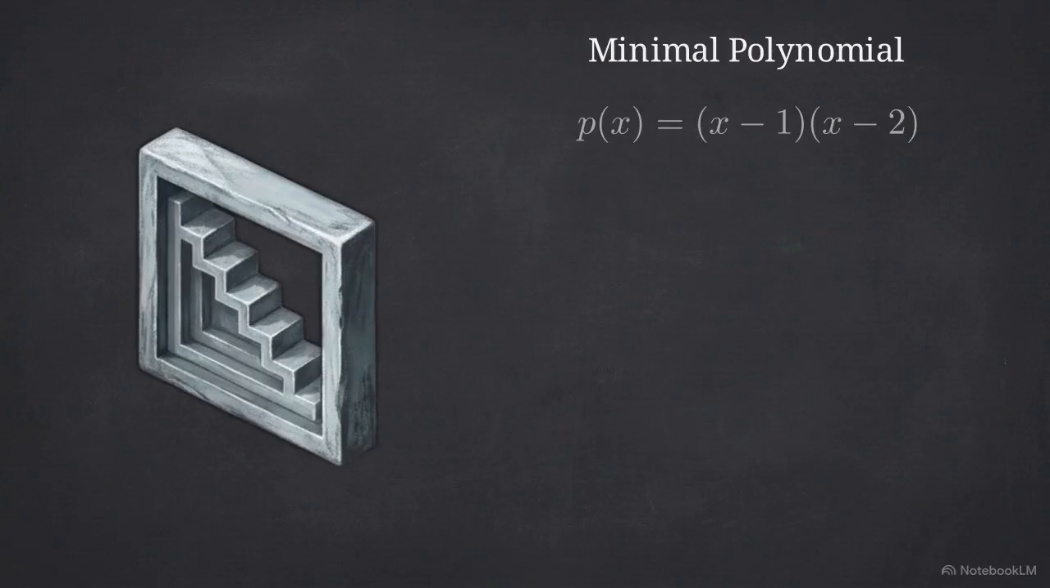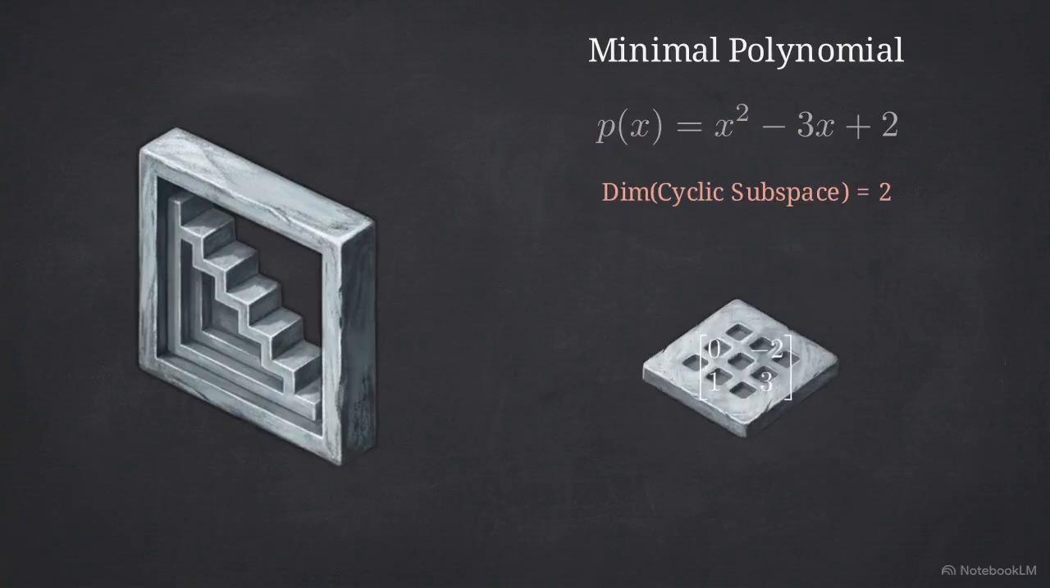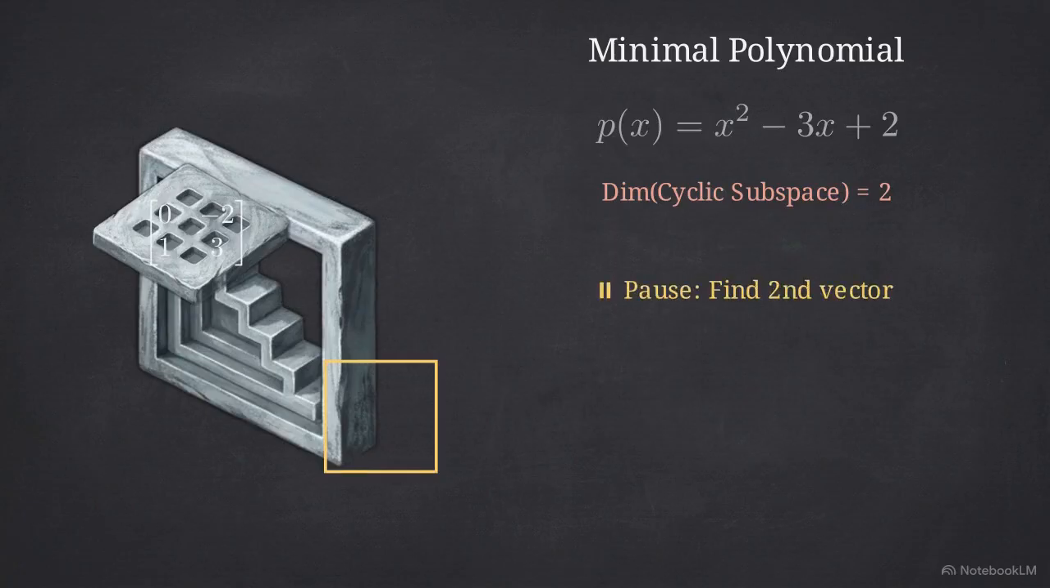Let's apply this. This 3x3 grid represents a matrix transformation T, paired with its factored minimal polynomial, x minus 1 times x minus 2. Because the minimal polynomial has a degree of 2, our first standard basis vector generates a two-dimensional cyclic subspace. The corresponding 2x2 companion block locks into the top left corner of our master matrix frame. Now we need to cover the rest of the volume.